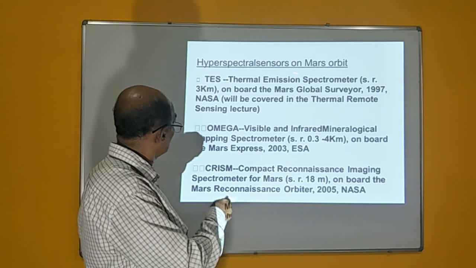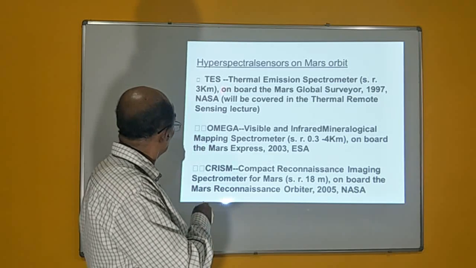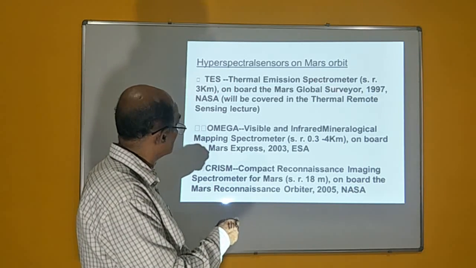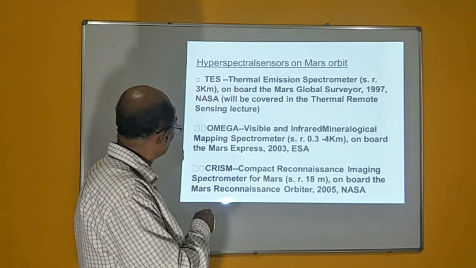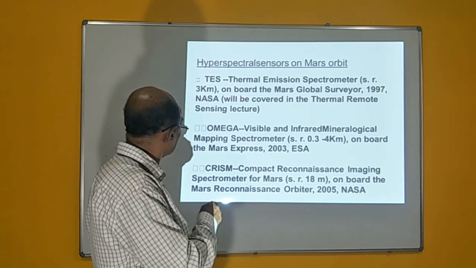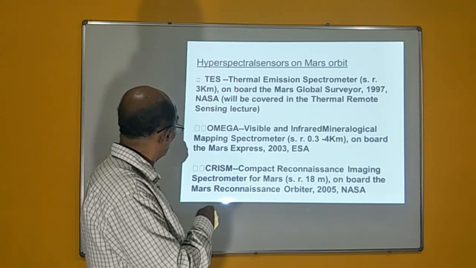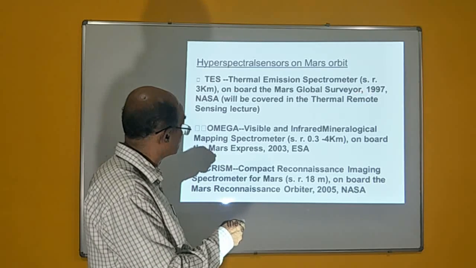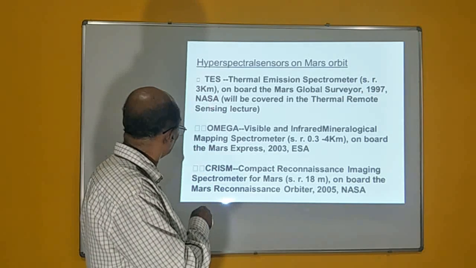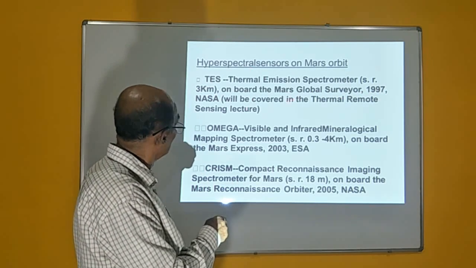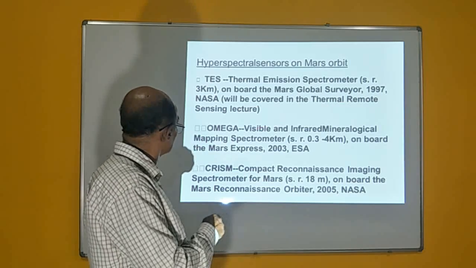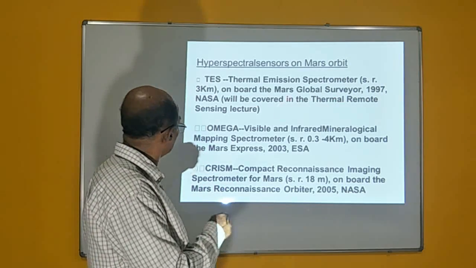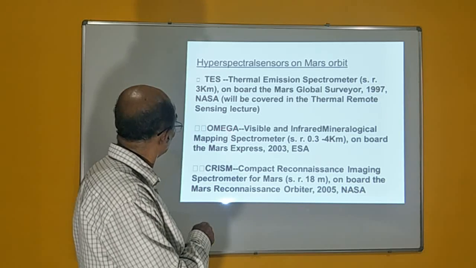See, hyperspectral sensors on Mars orbit. This is the thermal emission spectrometer. In fact, this type of satellite is very useful to know more about Mars. On board the Mars Global Surveyor, 1997, of course, NASA launched this satellite, which will be covered in thermal remote sensing. See, it normally collects data in the thermal region of the spectrum also.